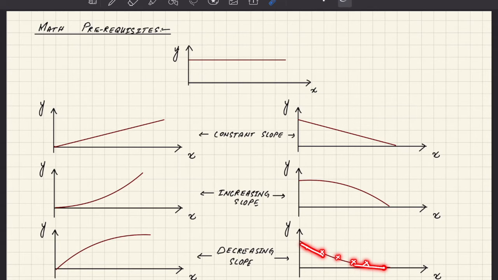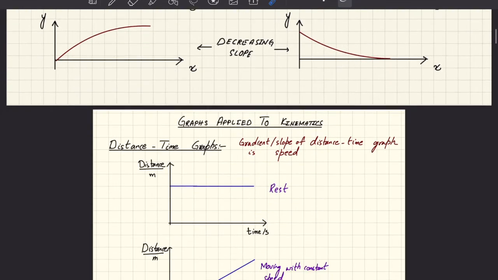So not only should I be able to identify whether a quantity is constant, increasing or decreasing, I should also be able to identify whether it is changing at a constant rate, increasing rate, or decreasing rate. For straight lines, the quantity changes at a constant rate. For curves, if the graph becomes steeper, then it would be changing at an increasing rate. Whereas if the graph becomes less steep, then I'll say that it is changing at a decreasing rate.